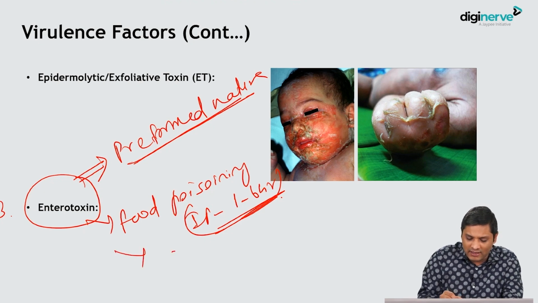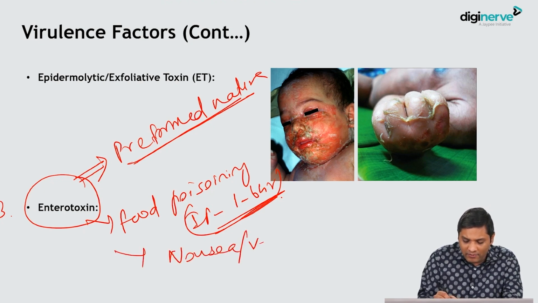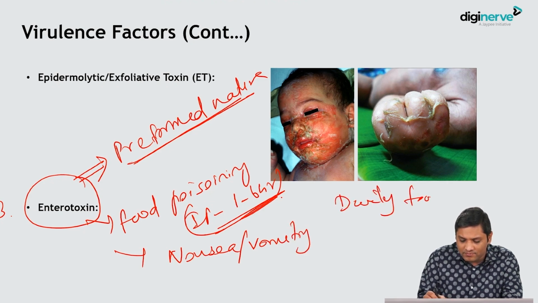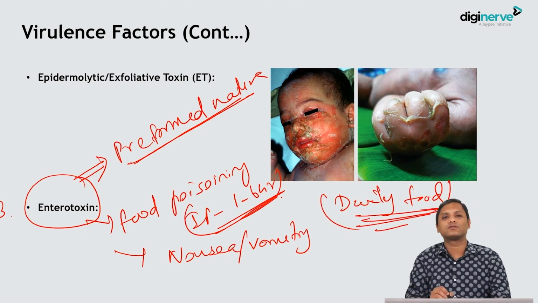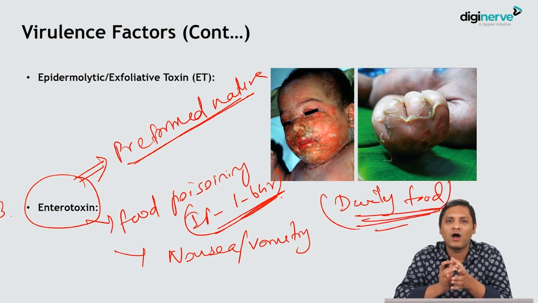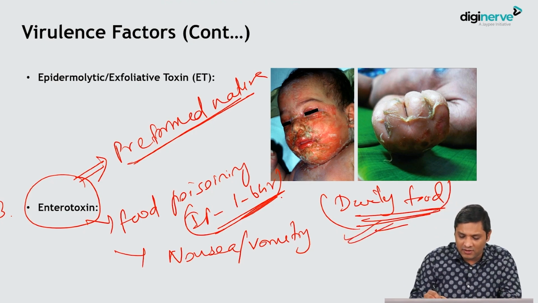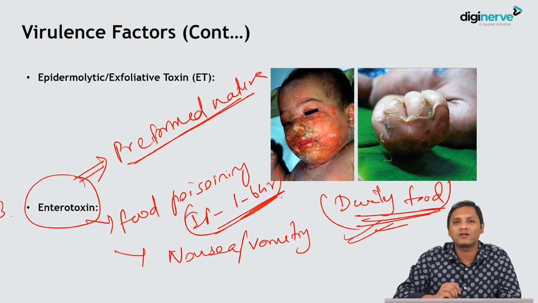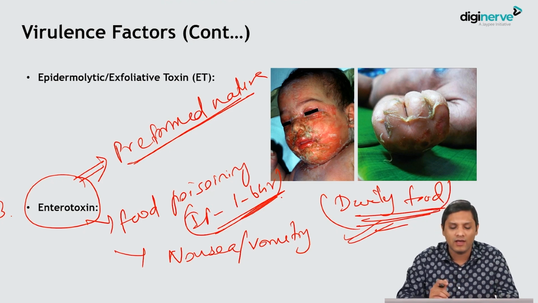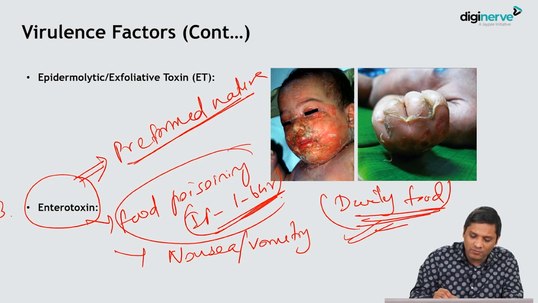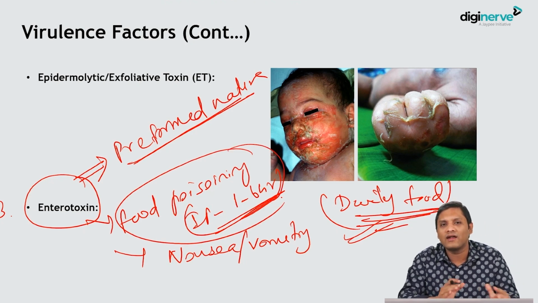Mostly it presents as nausea and vomiting. The most common foods associated are dairy foods, milk-based fruit products. Other than that, even meat, fish and other food items can also transmit the toxins, but the milk products are the most common foods to be associated. Remember, this staphylococcal food poisoning we will be discussing in detail under the food poisoning chapter in gastrointestinal infective syndromes.